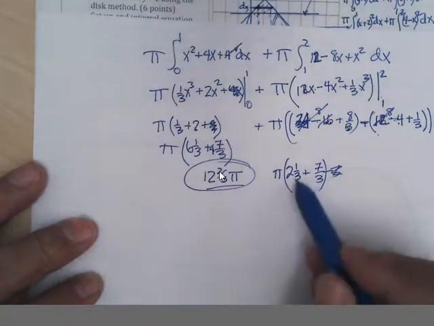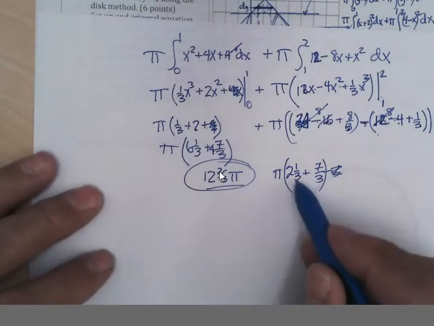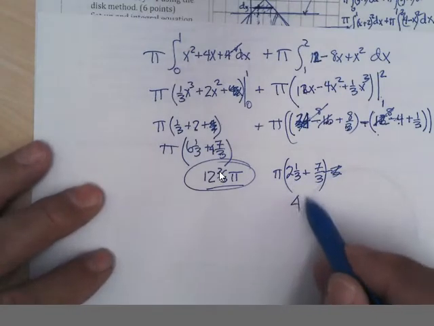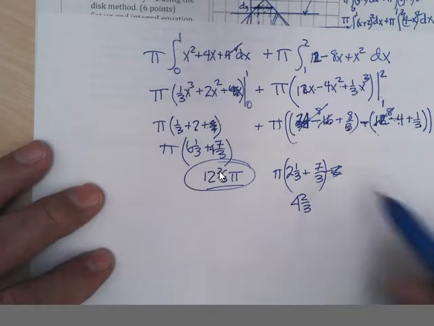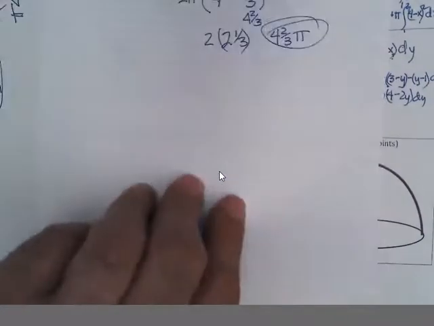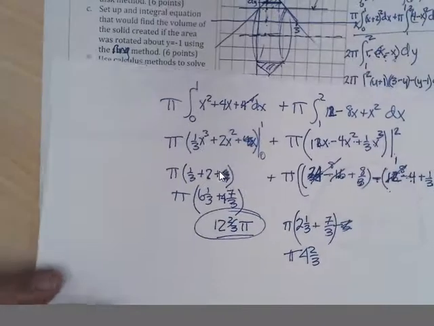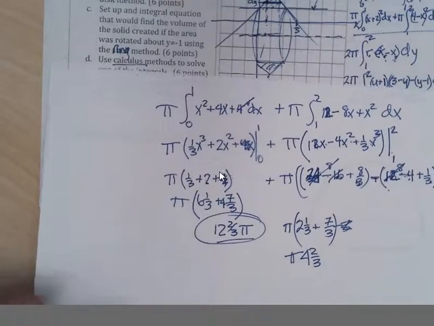And that is 2 and 8/3. 2 plus 2 is 4 and 2/3 times pi. And that does match the other answer. I forgot to do my minus the r squared for the inside. Apologize for that.